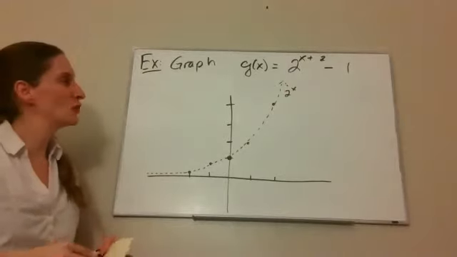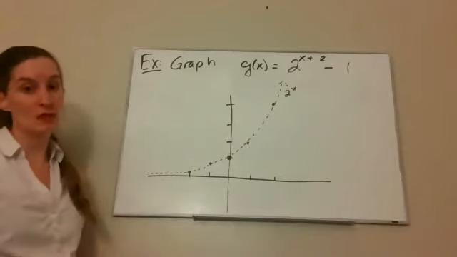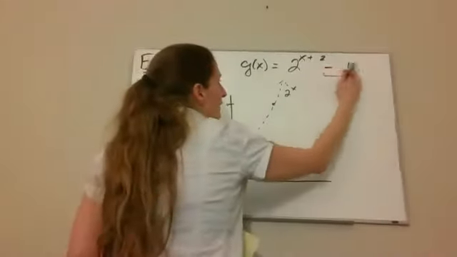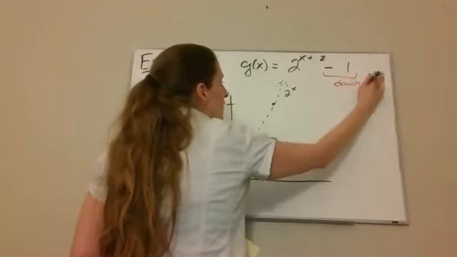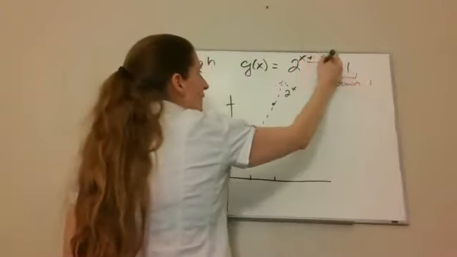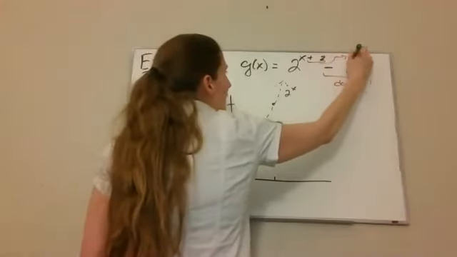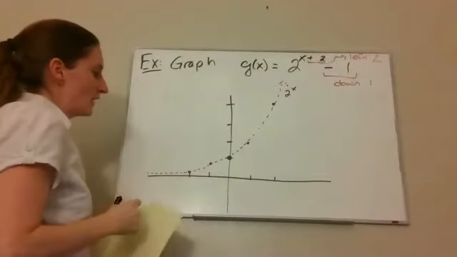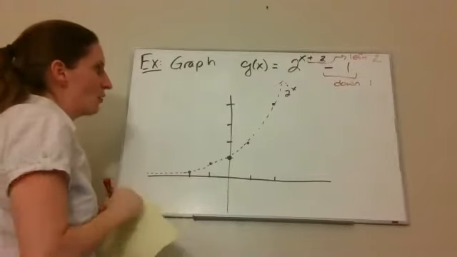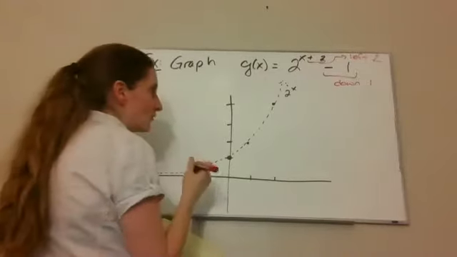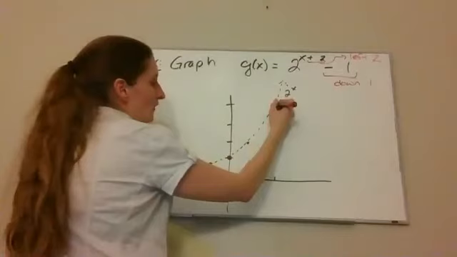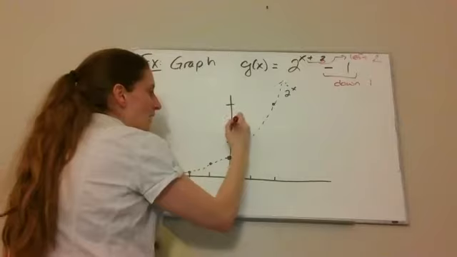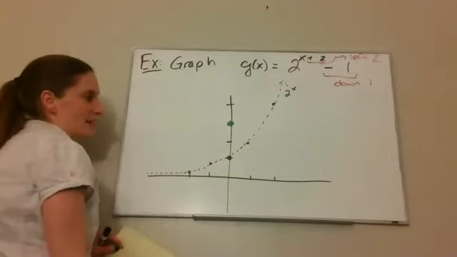So we want to graph 2 to the x plus 2, minus 1. We just have to remember our transformations of graphs. This minus 1 tells us that we're going to go down 1 unit. And this plus 2 up here by my x, that is going left 2 units. So to graph this, I'm going to take every single one of my points and shift it to the left 2 and down 1. So I'm going to start with this point up here at (2, 4). I'm going to move it to the left 2 spots and down 1 spot, and put a point there.